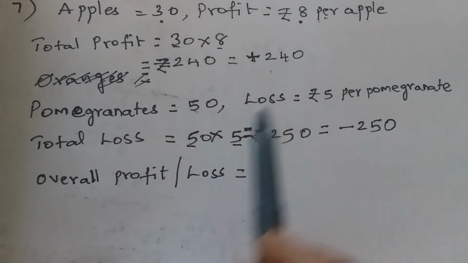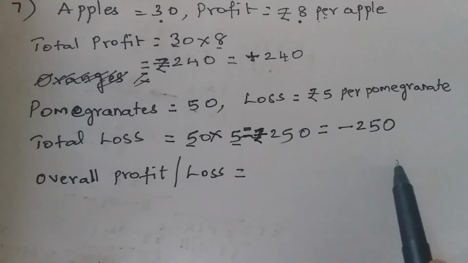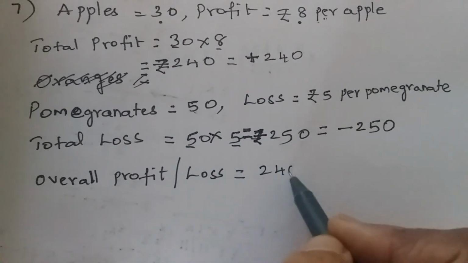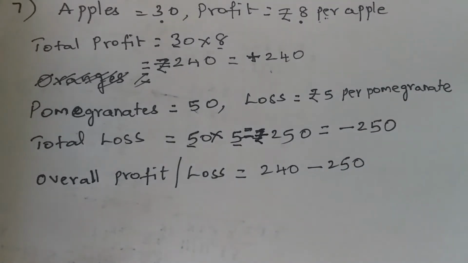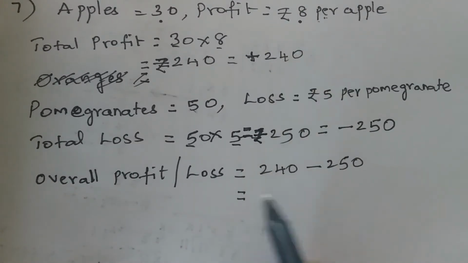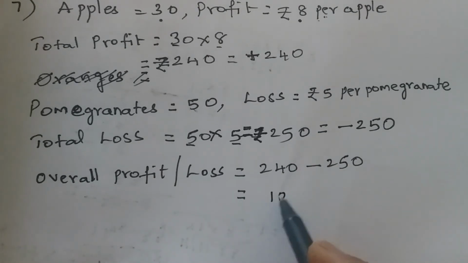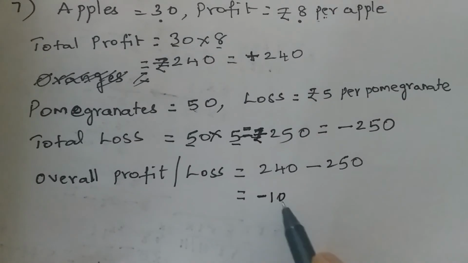Now overall, what do you mean by overall? Overall, the total, means the addition of these two. Whatever she got with apples and whatever she got with pomegranates, add them both. So with apples, it is plus 240 and with pomegranates, it is minus 250. So what happens? Signs are different. Subtract and put the sign of the greater number. So 250 minus 240 is 10 rupees. The sign of the greater number is negative. So she is getting minus 10 rupees.